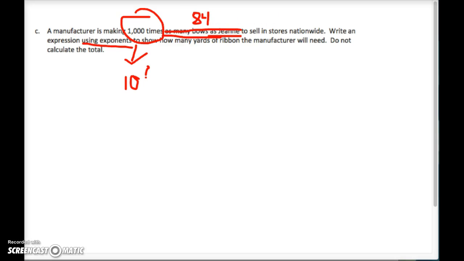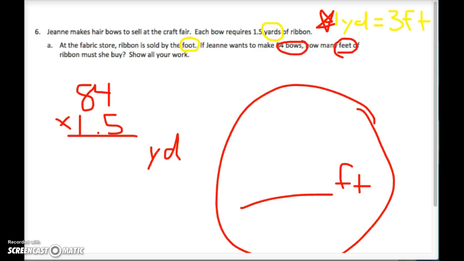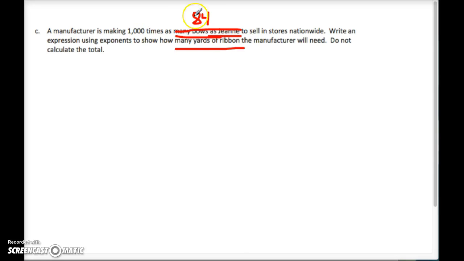Okay, I'm going to erase so we can see this next part a little bit better. Okay, so I'm making 1,000 times 84. I'm using exponents, but then it's asking me to show how many yards of ribbon. So this number and this number give me the number of bows the manufacturer is making, but then I need to go back and figure out how many yards of ribbon each bow gets. That information is again back in this first part of the question. It takes 1.5 yards of ribbon for every single bow. So I need to use this number and this number to figure out how many bows, and then I'm going to have to use that 1.5 times how many bows in order to get the total yardage.